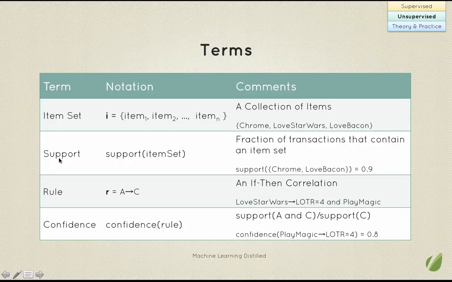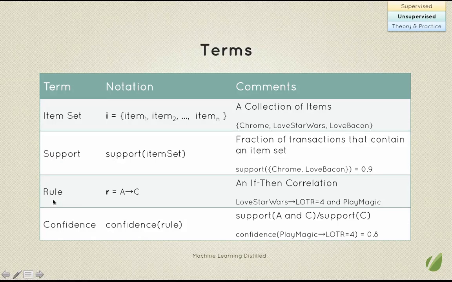We will define a quantity called support. The support of an item set is simply the fraction, the percentage of the transactions that have that particular item set. We might say in this case the support of the set Chrome, loves bacon is 0.9, meaning 90% of the transactions have those two items.